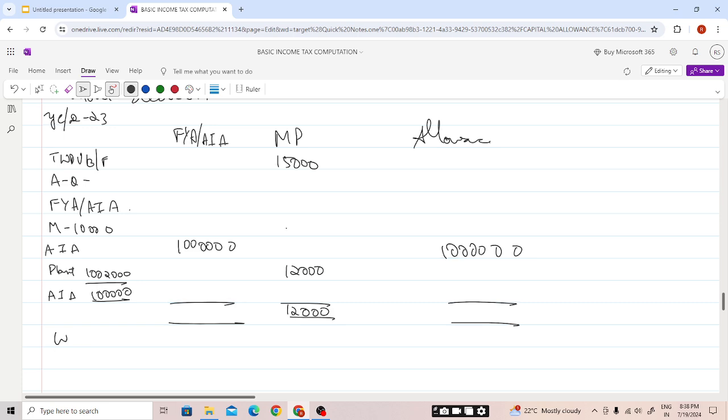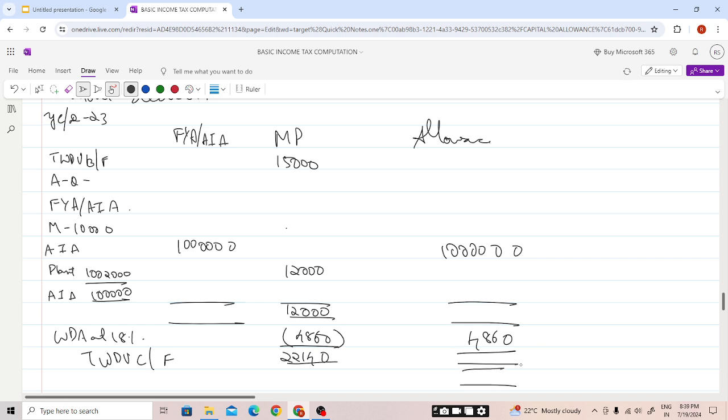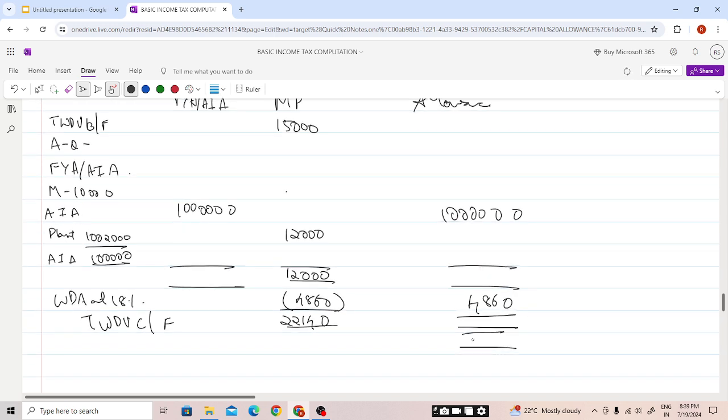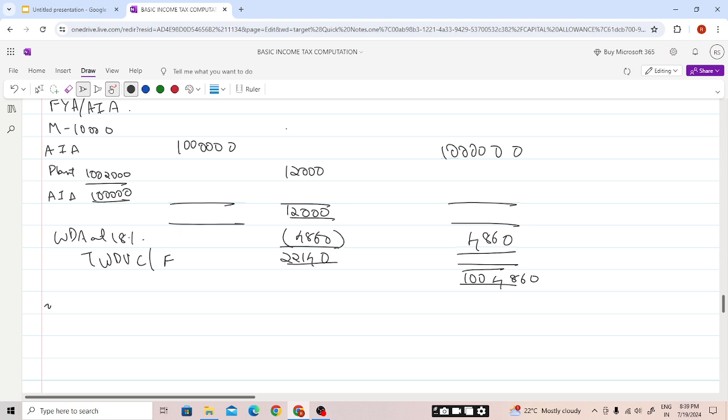Now we'll be calculating WDA at 18 percent. It will be, students, 4,860. So the tax written down value carried forward will be 22,140. So the total allowance, students, will be 1,004,860. Now the same format for the year ended December 24.